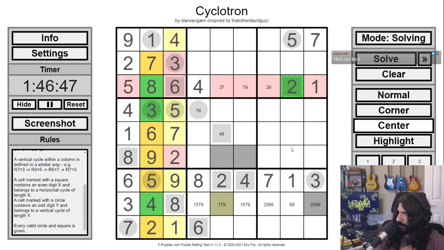Gotta be careful there. Why can't row 8 column 5 be 5? Why can't row 8 column 8 be 5? That can still be a 5? Yeah, no, it can still be a 5.